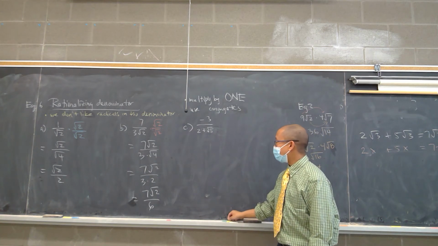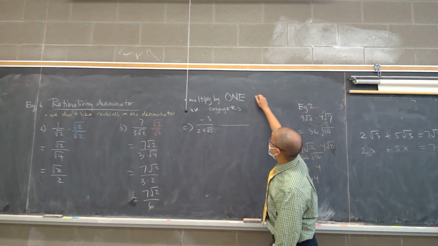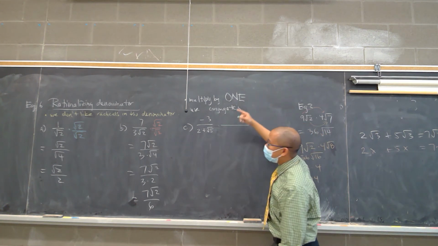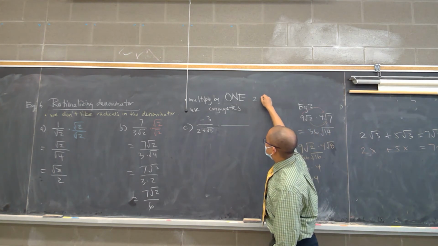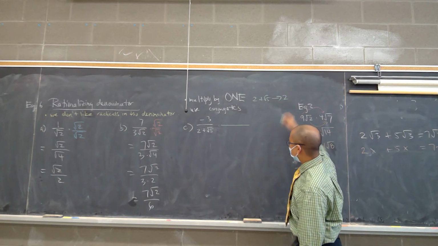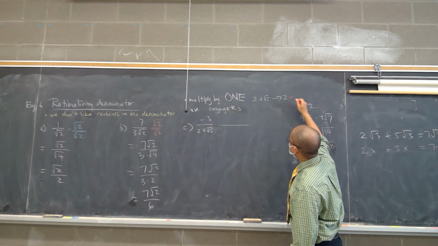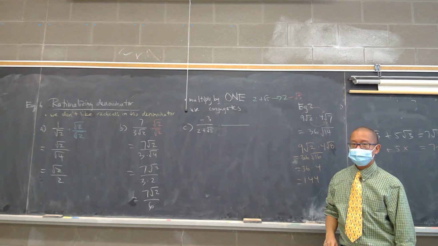So watch what I'm going to do, ladies and gentlemen. Look over here. We're going to multiply by a conjugate. Now, notice the conjugate is just simply the other sign. So, for example, if we have 2 plus root 5, its conjugate would be 2 minus root 5. It doesn't mean it's the same. That's its conjugate. And vice versa.